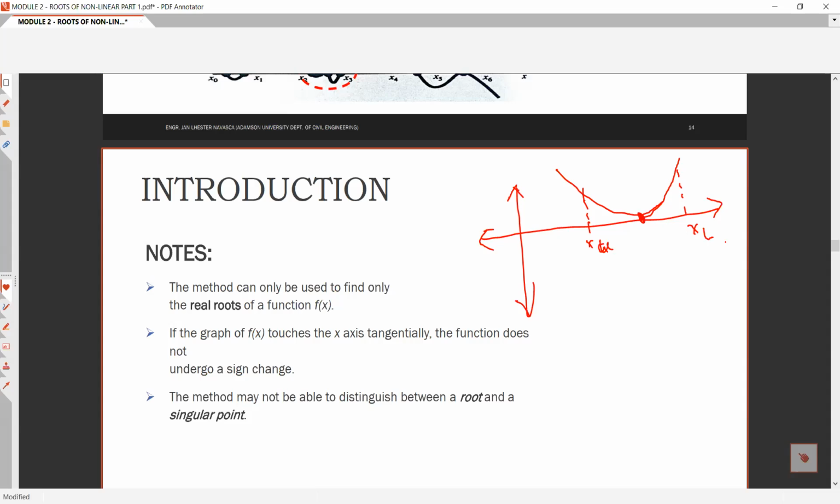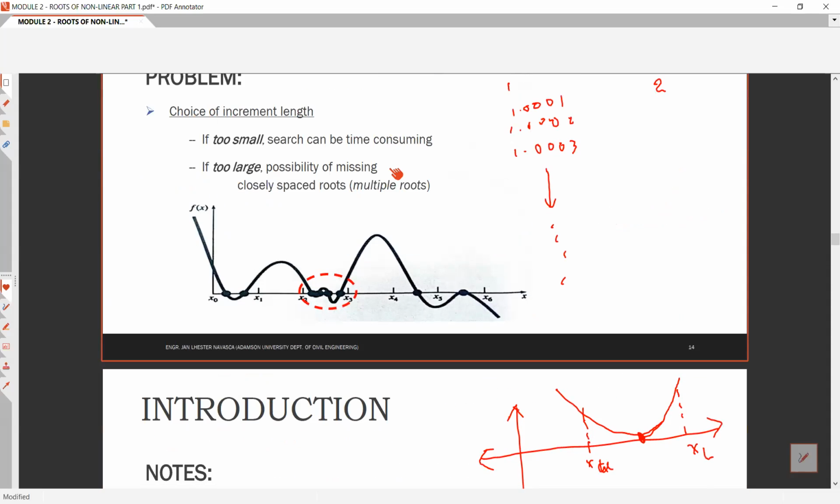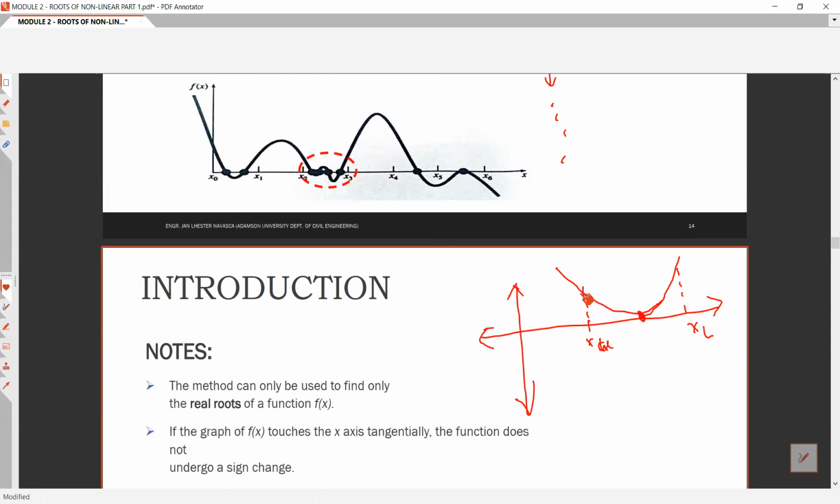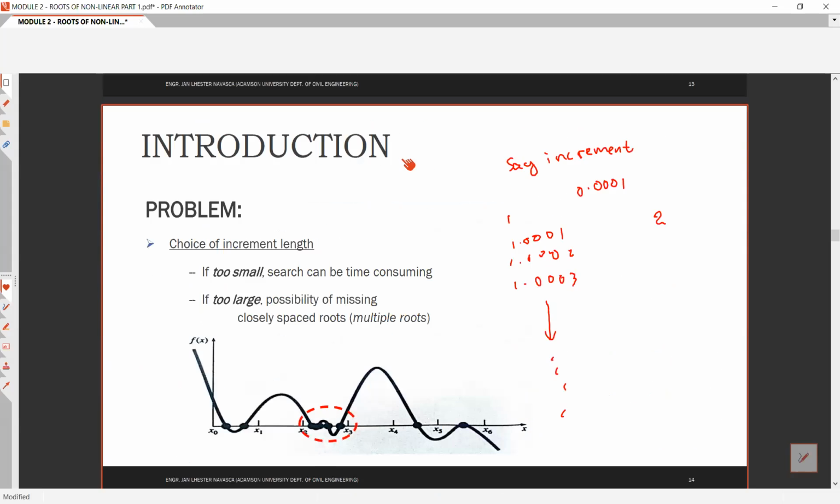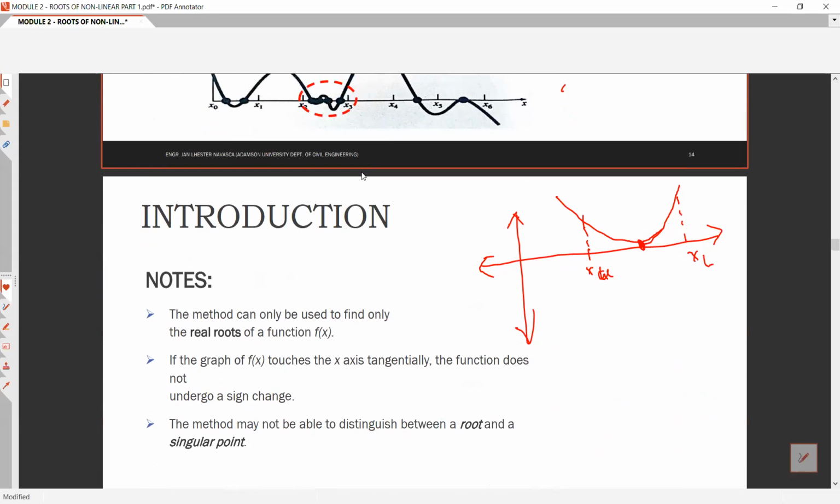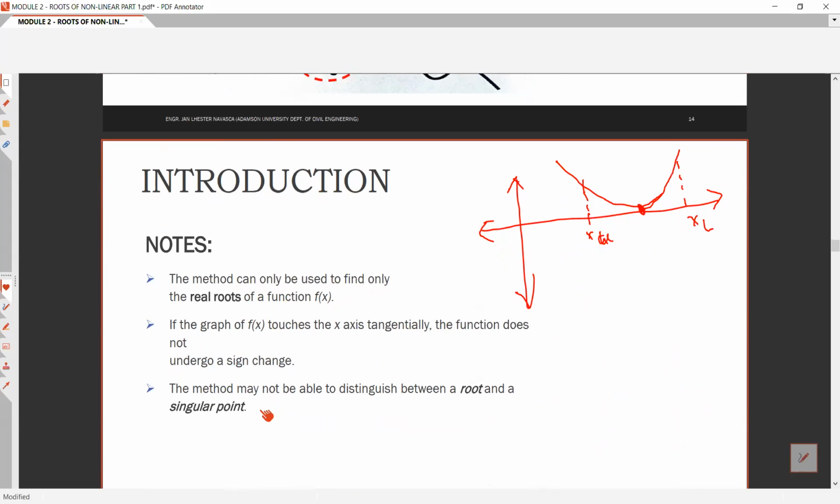However, yung f of XL ya theory, this theory, hindi mo magagamit kasi this is a positive number, this is a positive number. So pag pinag-multiply mo, a positive number. So hindi mo siya nagamit. So that is one problem. Another problem, the method may not be able to distinguish between a root and a singular point. Hindi niya rin mahanap kung yung point mo is a double root.